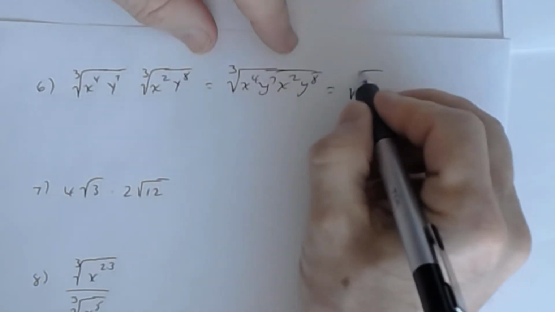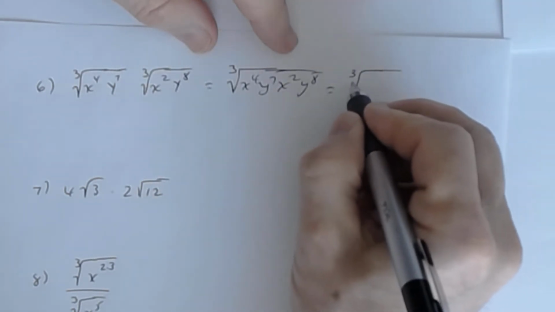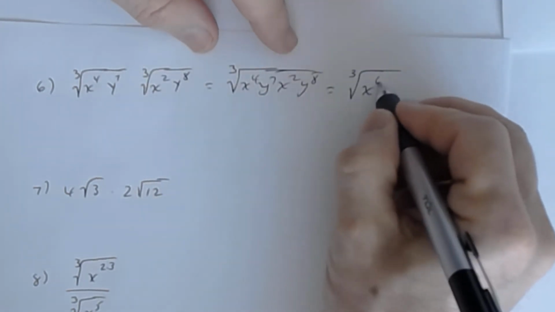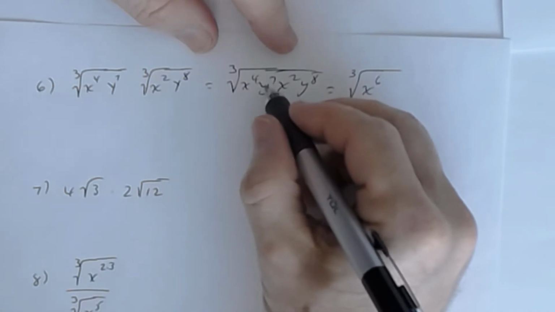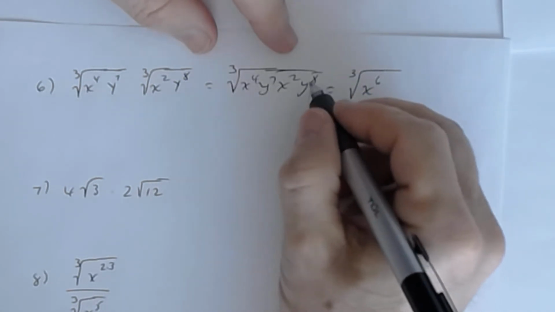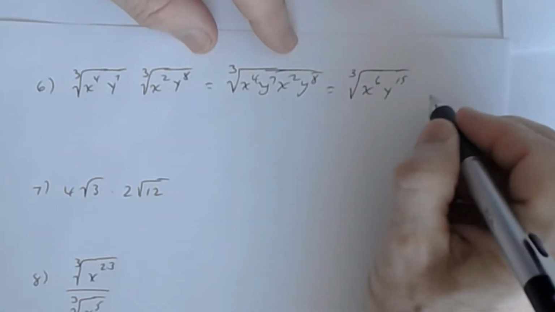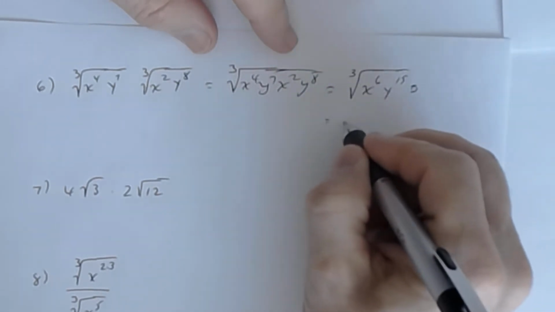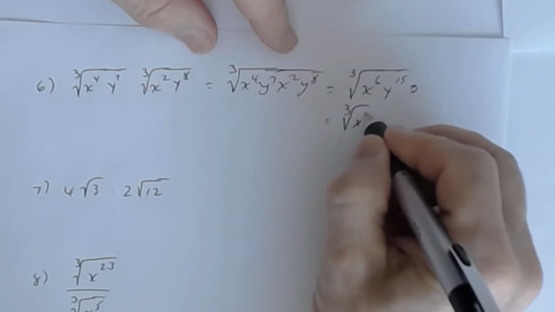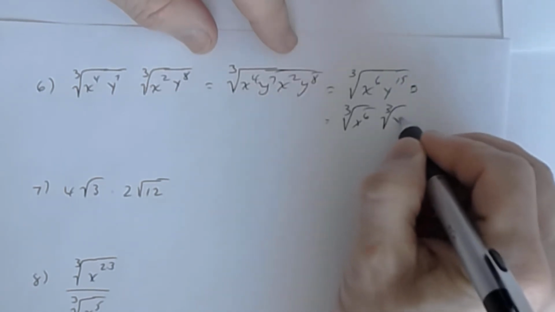So when you multiply like bases, you add exponents. Don't forget to write cube root here. So that's x to the 6th. And then for your factors of y, y to the 7th times y to the 8th is y to the 15th. And then simplifying, this becomes the cube root of x to the 6th times the cube root of y to the 15th.